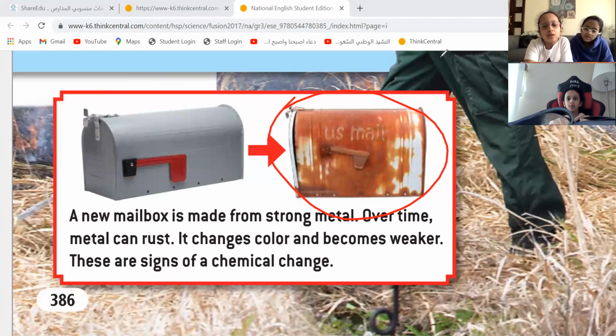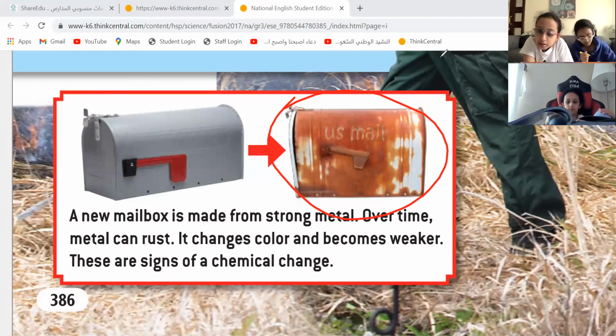Physical. Really? Chemical. Why is it chemical? Because it can change completely. And it's not only about the color. The color is because of the new material that occurred, because of the new thing that happens, because of the huge change. It is not only color.